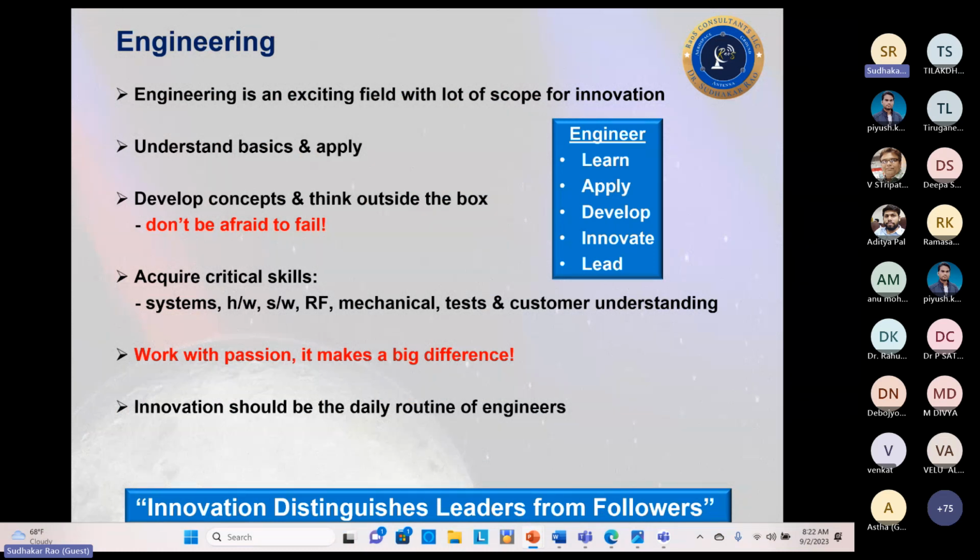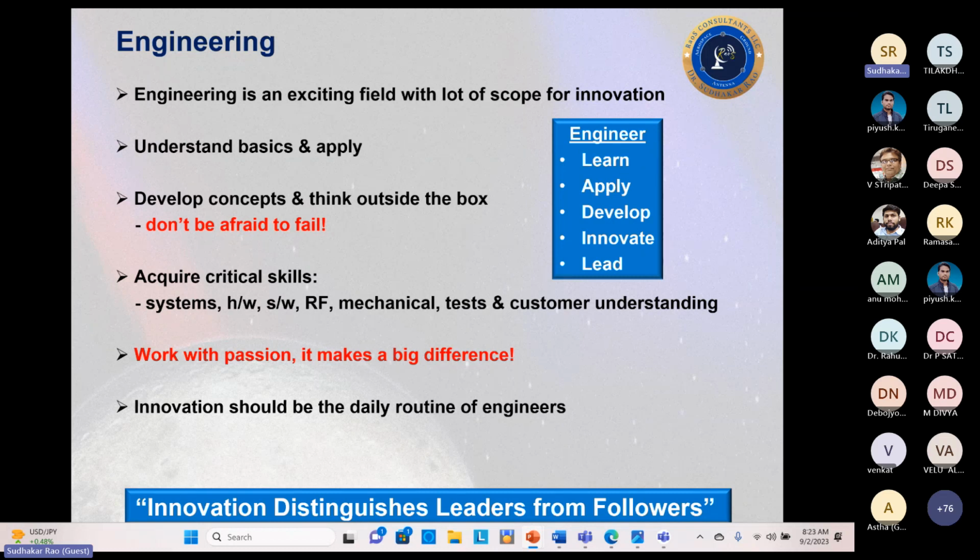So what is engineering? I think we all want to join engineering because it's an exciting field and there is a lot of scope for innovation. Like I said, no two antennas are identical. Every requirement is different, so you have to design different antennas. It's not like amplifiers or LNAs, where if you are given a band, you have a standard product. In antennas, there is no standard product. Everything is different, so I need to understand the basics first. If you understand the basics, that takes you a long way, and then you can apply your knowledge to design complex systems.